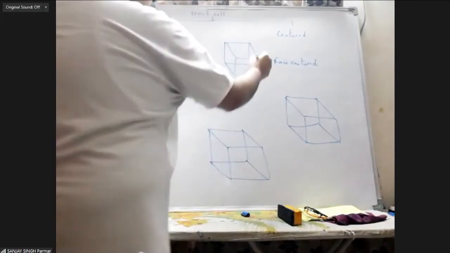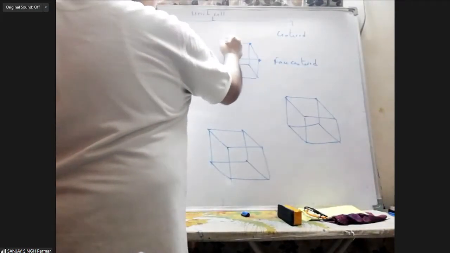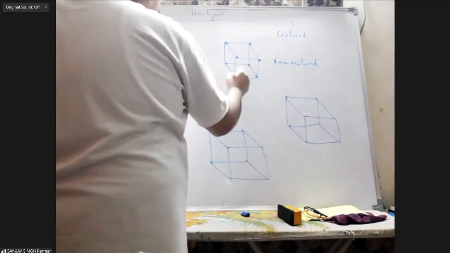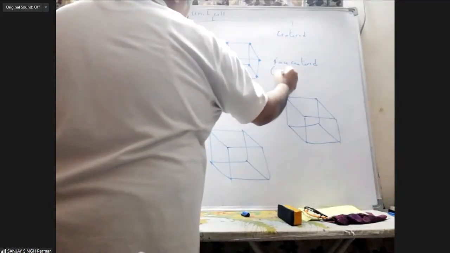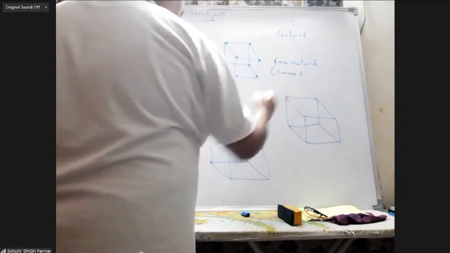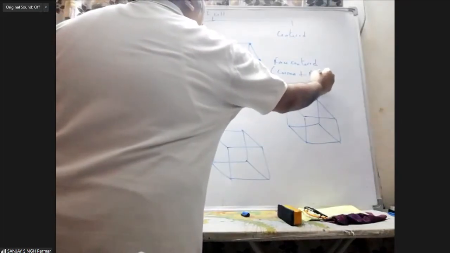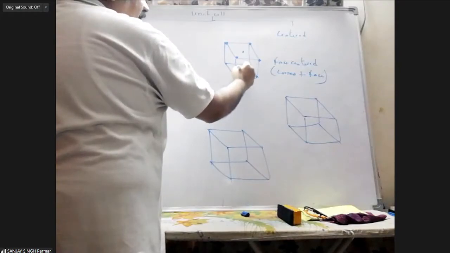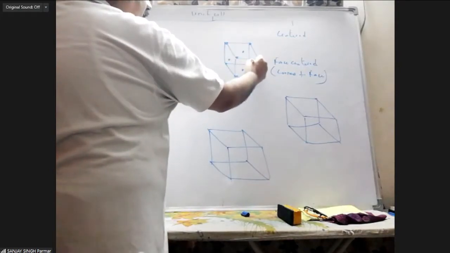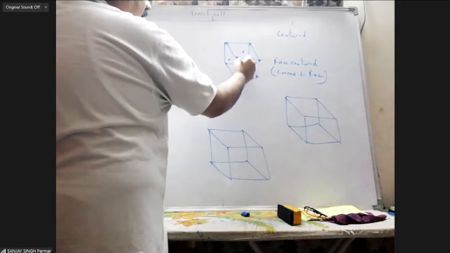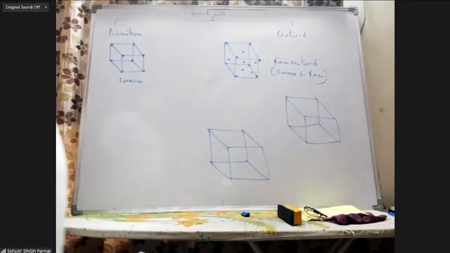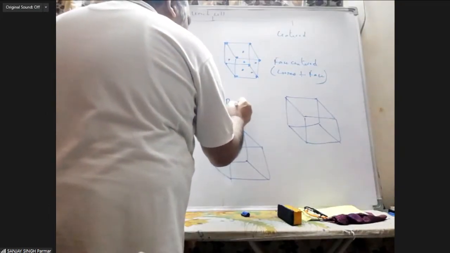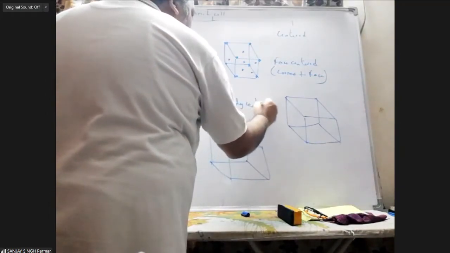Face centered means points are there at the corners. In addition to the corners, points are there on the face also: up face, down face, left face, right face, front face, back face. This is nothing but called a face centered. Now here I'll go for this one as a body centered.